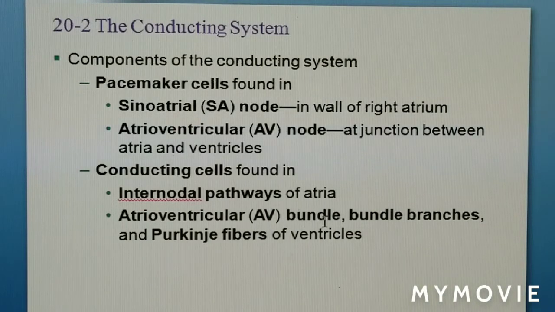The atrioventricular AV bundle, and what we're talking about now is the flow. The AV bundle to the bundle branches to the Purkinje fibers in the ventricles. These are the internodal pathways. So SA node to the AV node, and then the bundle branches, and the Purkinje fibers in the ventricles.